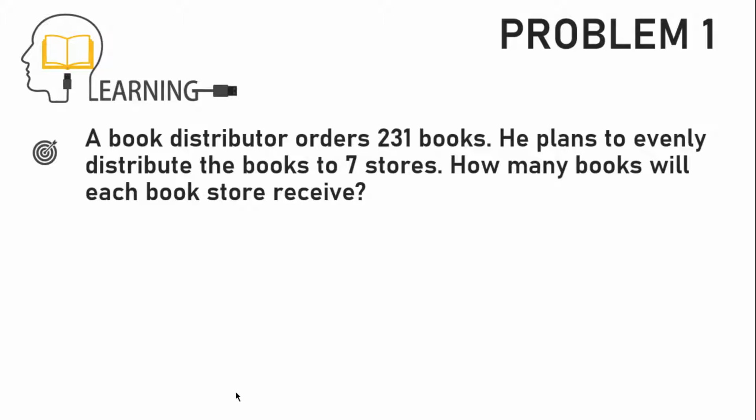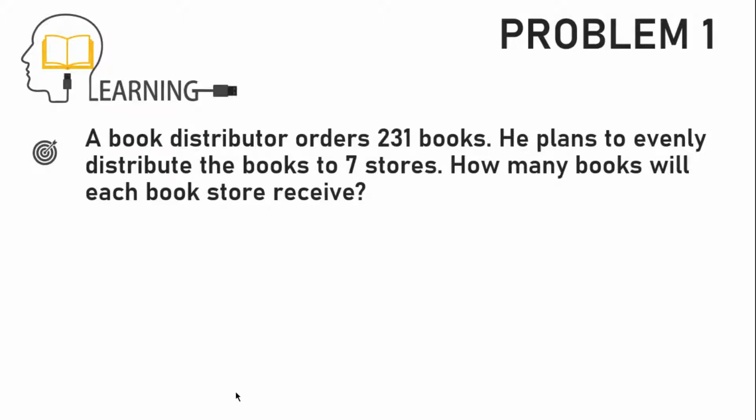A book distributor orders 231 books. He plans to evenly distribute the books to 7 stores. How many books will each bookstore receive? Now, as you've already learned about word problems, first we are going to understand the word problem, then we are going to take out the given data, and then we are going to look at how to solve the problem.